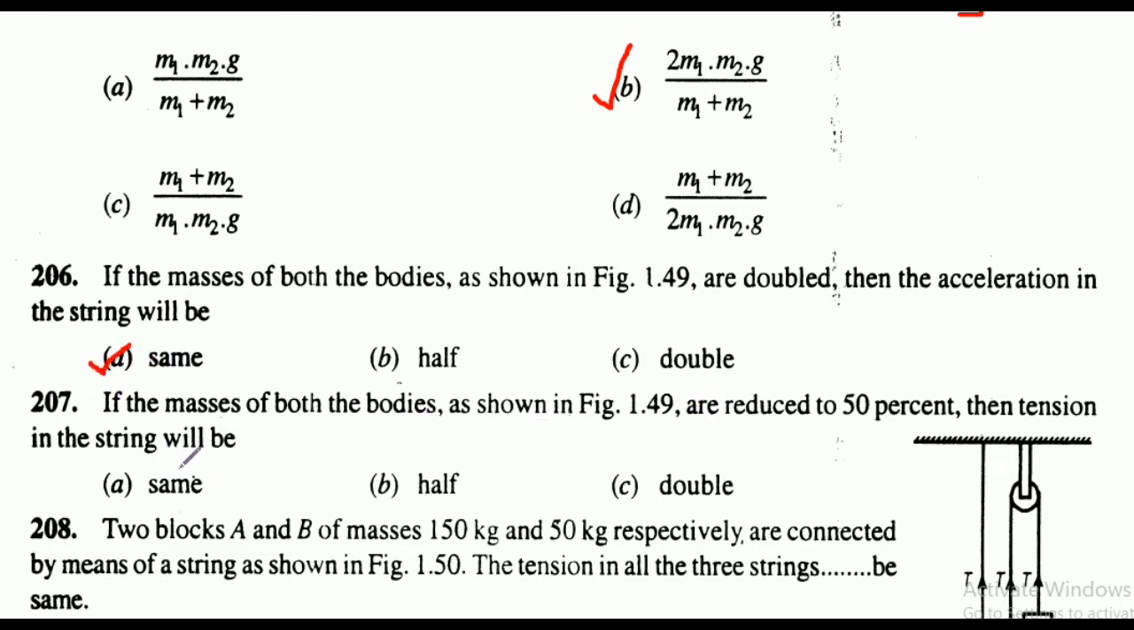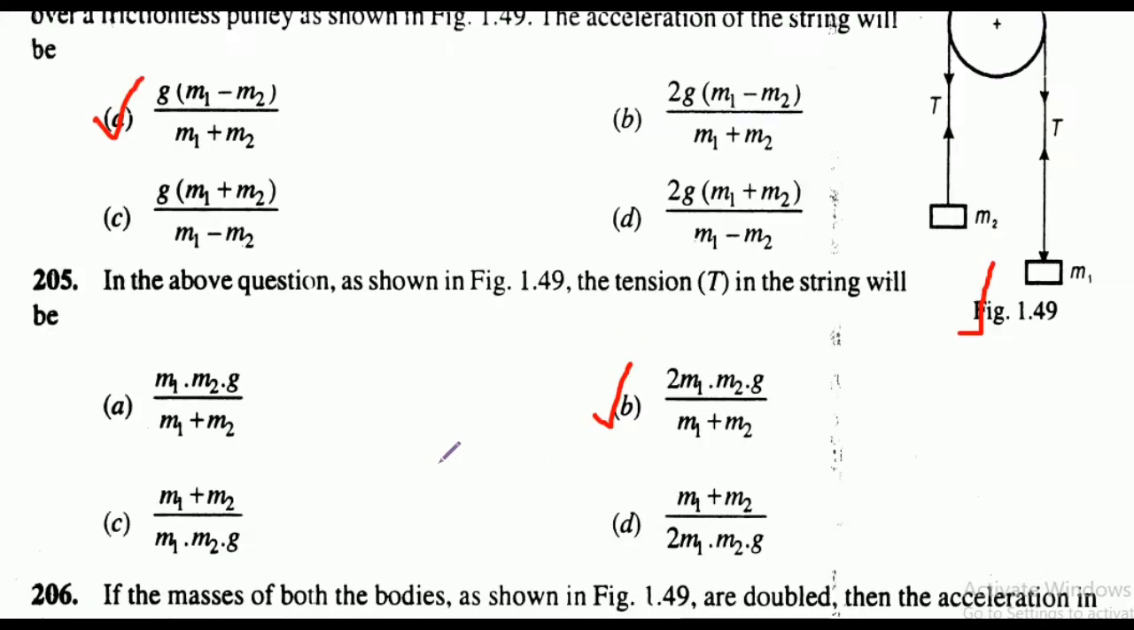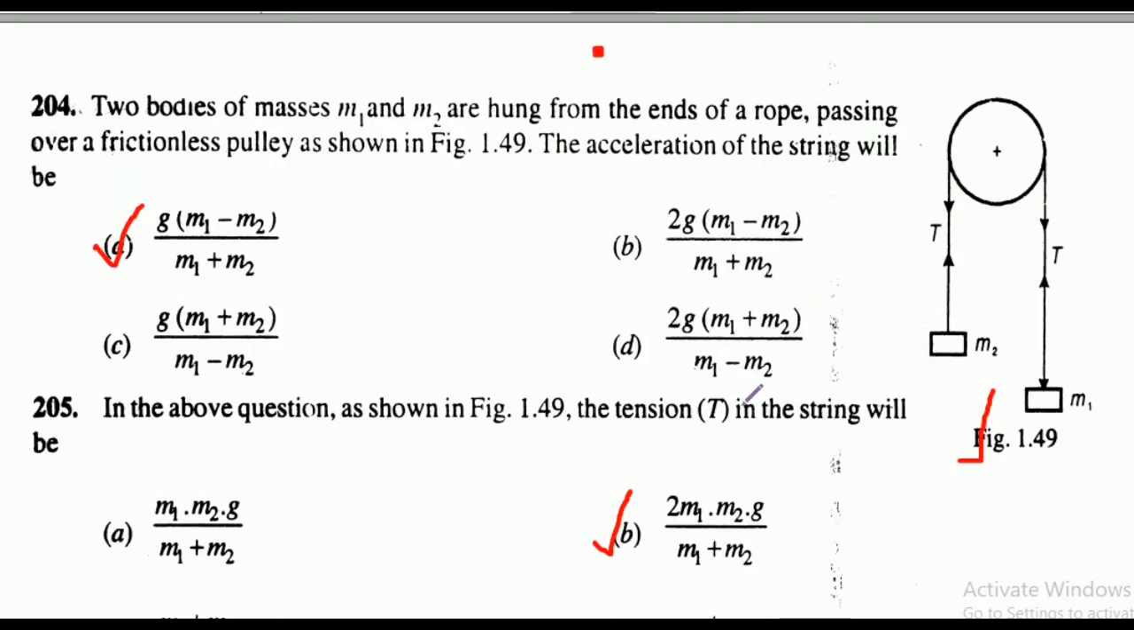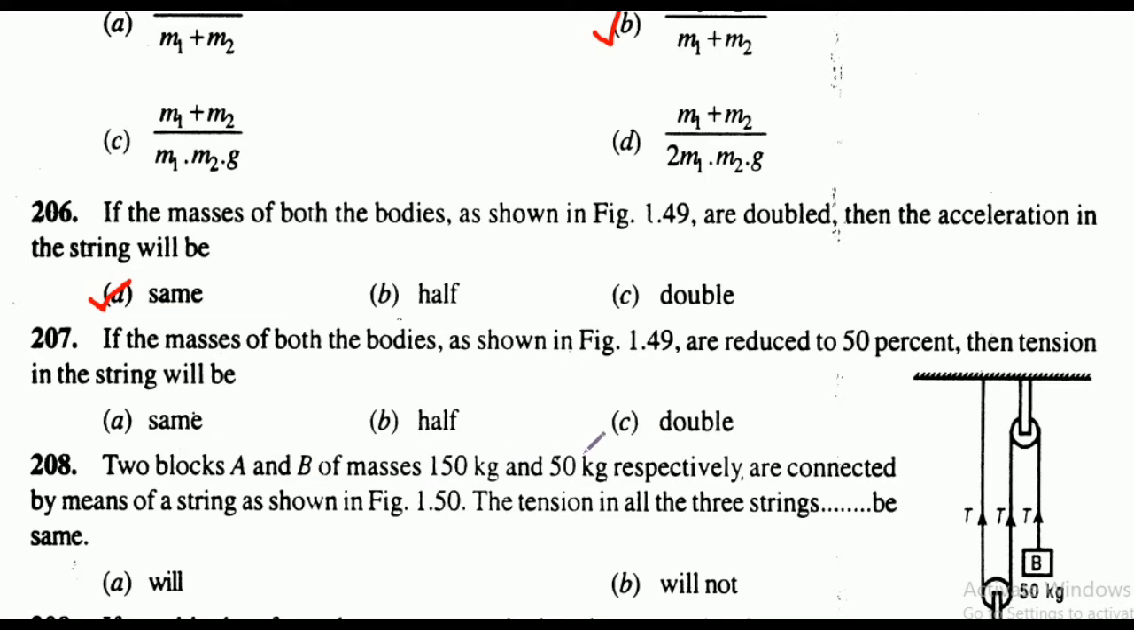Next is, if the masses of both the bodies as shown in figure are reduced to 50%, then the tension in the string will be. Here friends, this is the figure again, and options are same, half or double. So here the correct answer is option B, that is half.